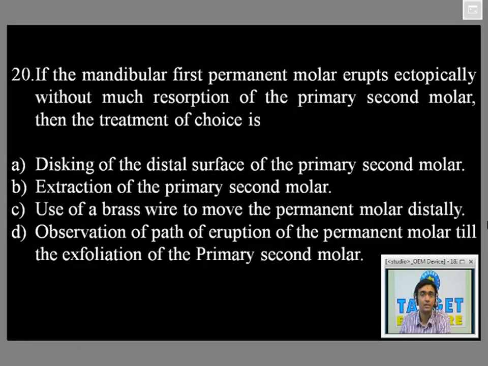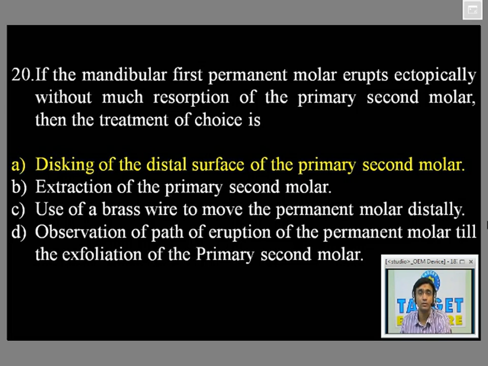Now we come on to the 20th question, which says that if the mandibular first permanent molar erupts ectopically without much resorption of the primary second molar, then the treatment of choice is... See, in the previous question we had teeth in different stages of exfoliation. Now here the first permanent molar has already erupted ectopically. But there is no resorption of the primary second molar, which indicates that it is not actually impinging on the primary second molar, that you would want to upright it. Then the treatment of choice is... Answer is disking of distal surface of primary second molar.